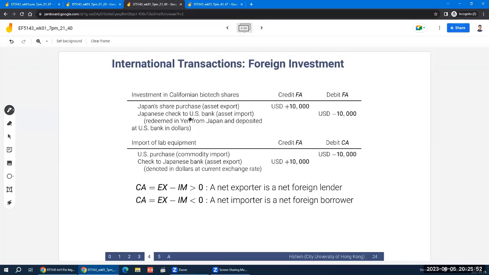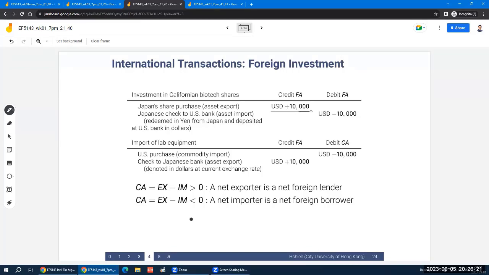Okay, so again, from the U.S. perspective, if we're exporting an asset, right, private shares or maybe publicly traded shares, it's going to be an export, and therefore it should show up as a credit on the financial account. Yes, because again, positive for export, minus for import.